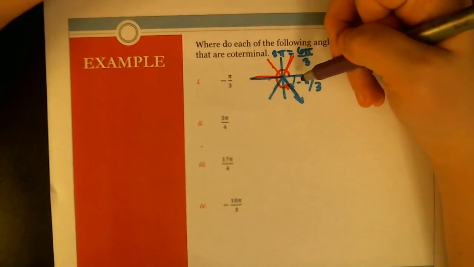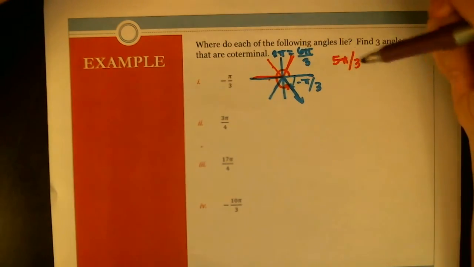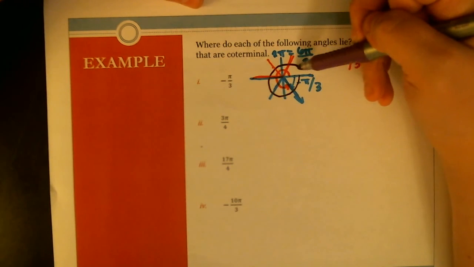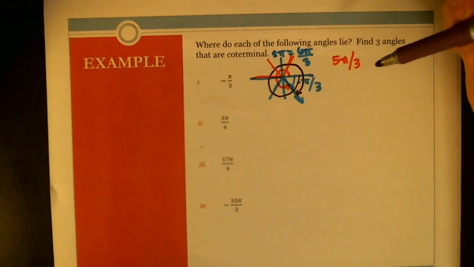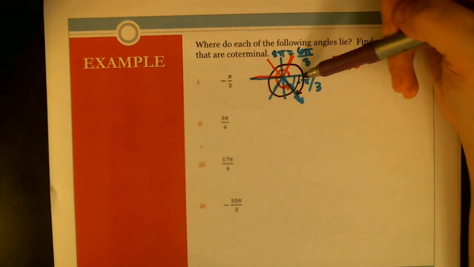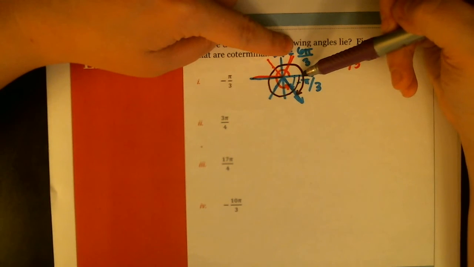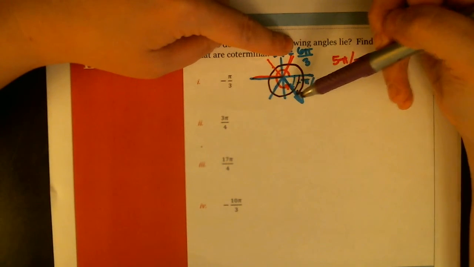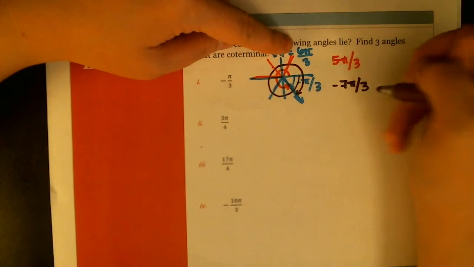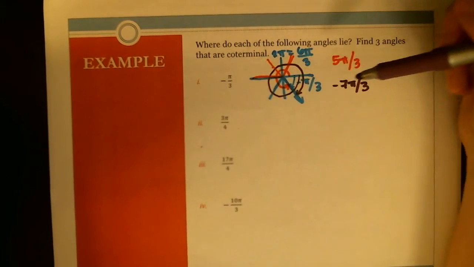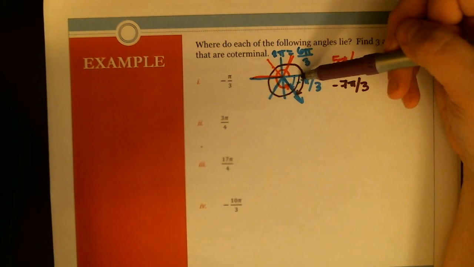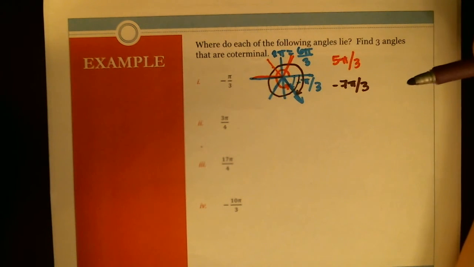Another way we could do this, I'm going to run out of room fairly quickly. We could continue in the negative direction, but go all the way around until we get back here. In that case, I've gone negative 6 pi over 3s all the way around, and then one more pi over 3, which means negative 7 pi over 3. So again, anytime you're heading the clockwise direction, it's going to be negative. So negative 6, and then one more is negative 7.